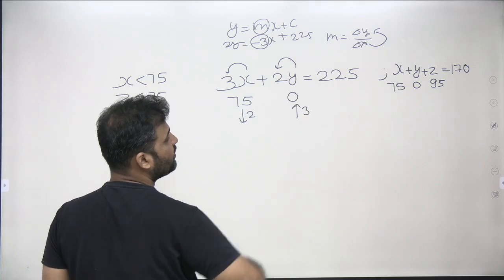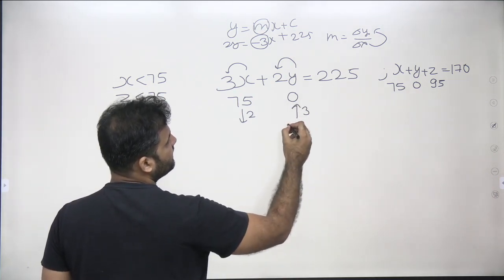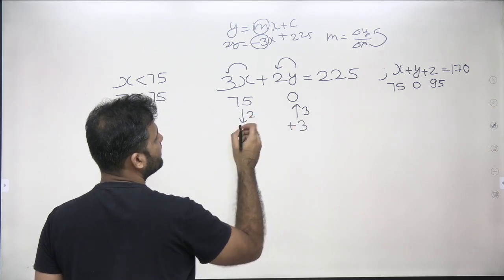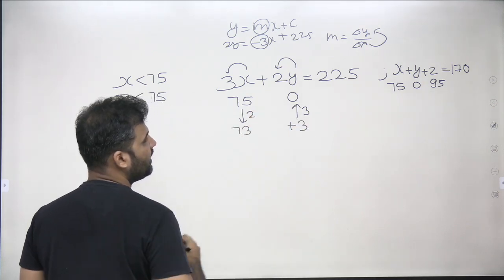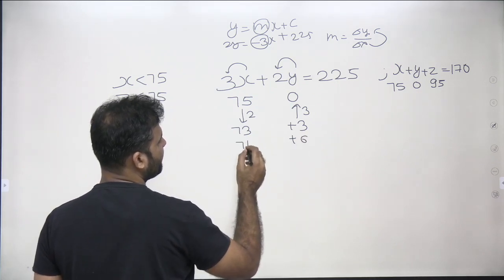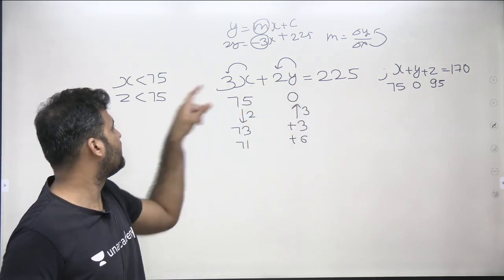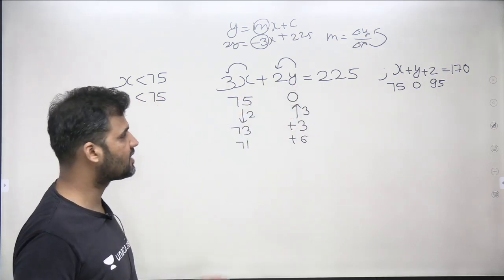If I go for the next possible solution of this equation, the next solution will be: increase this by 3 and decrease this by 3, so 73, right? Further, the next solution will be, this will be 76 and this will be 71 and so on. I need to choose that value where my z becomes less than 75, just less than 75.